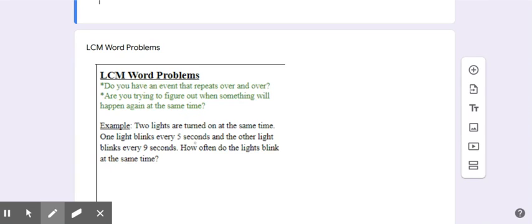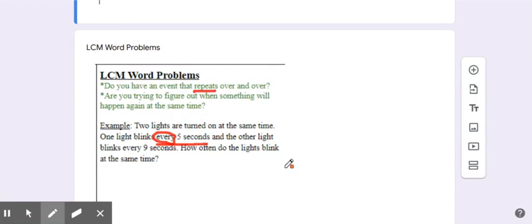So, for example, you have these two lights that are turned on at the same time. One light blinks every 5 seconds, and the other light blinks every 9 seconds. And the question is, how often do the lights blink at the same time? And so, as you can tell here, we have something that repeats over and over again, right? One light blinks every 5 seconds. Keyword here is every, right? Every 5 seconds at 5, 10, 15, 20, and so on, that light is blinking.